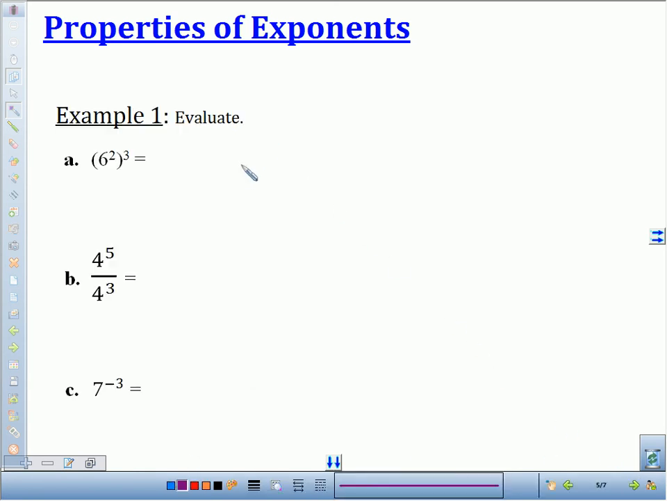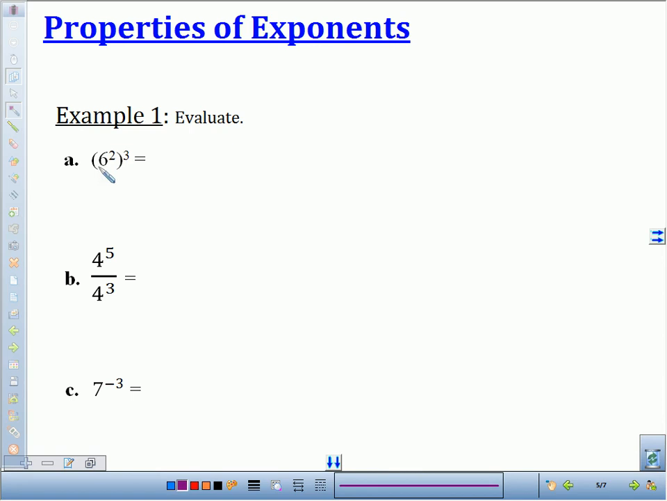Alright, we're moving on to example 1. And in example 1, we're just dealing with regular numbers, and we want to evaluate. Of course, if we were so inclined, we could just type what we've got here directly into the calculator, and it would give us answers. But we want to look at this using the properties of exponents to get some practice with them.